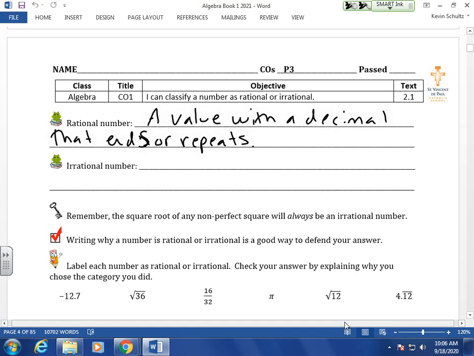Remember all those comments about my handwriting from the survey? Sorry. Okay. But a value with a decimal that ends or repeats.